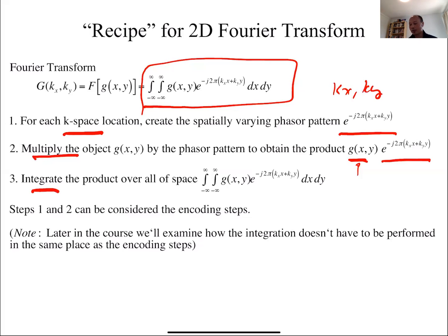So steps 1 and 2 can be considered the encoding steps, and then step 3 can be considered the integration step, or the receiving step. And the idea is we just repeat this process over and over again. Every time we change the spatial pattern, we measure the integration, and that's one point in k-space, and then we repeat that process over and over again.